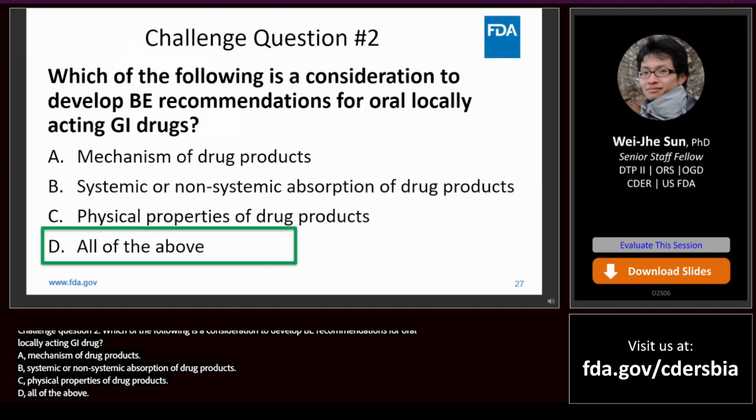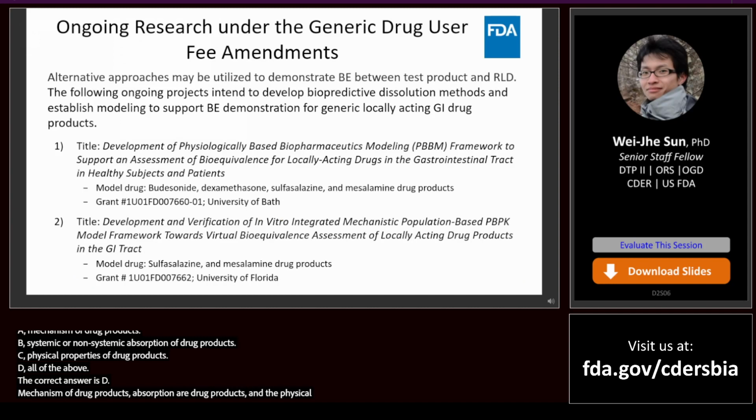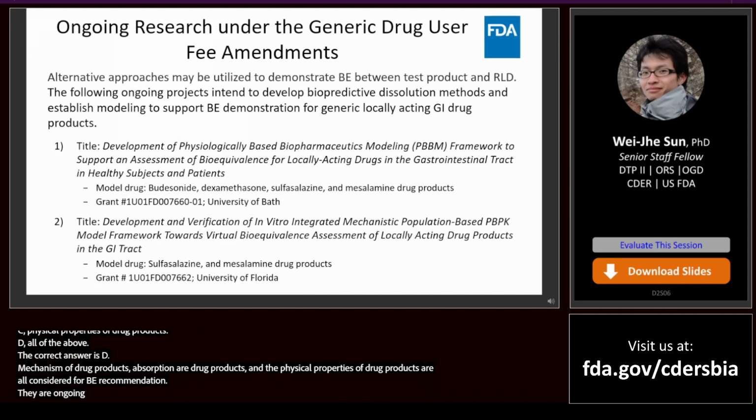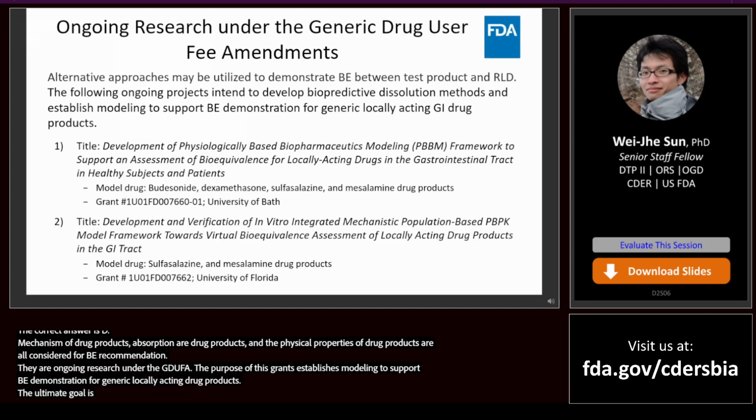The correct answer is D. Mechanism of drug products, absorption of drug products, and the physical property of drug products are all considered for BE recommendation development. There are two ongoing grants under the GDUFA. The purpose of these grants intends to develop a biopredictive dissociation method and establish modeling to support BE demonstration for generic locally acting GI drug products. The ultimate goal is that it can establish alternative approach to demonstrate BE between the test product and the IOD.